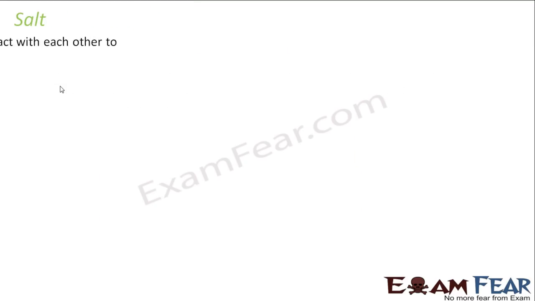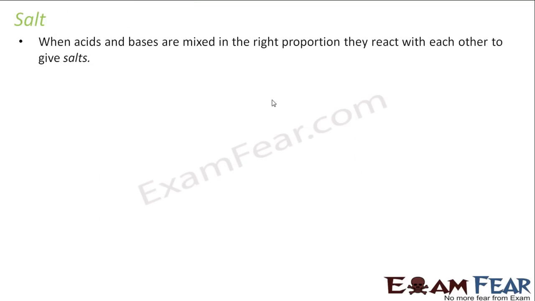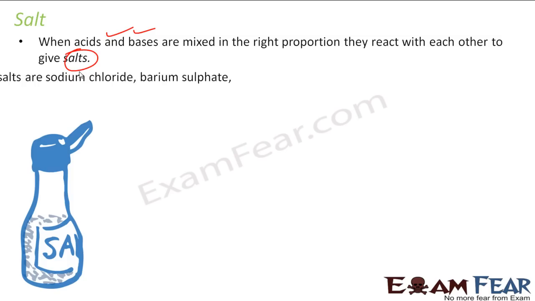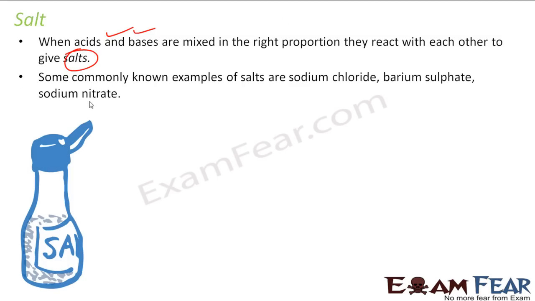Let's talk about salt. As I told, when acid and base are mixed in the right proportion, they give salt. A good example is the common salt which we use. We call it common salt, and you must know it is sodium chloride. Some other salts are barium sulfate and sodium nitrate also. But sodium chloride is a very common salt we use for cooking food, and that's the definition of salt.